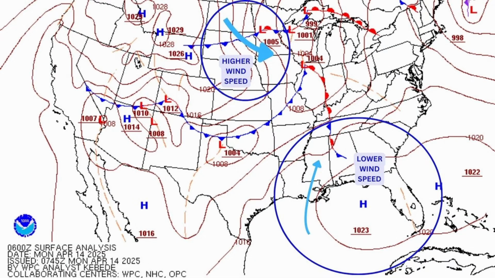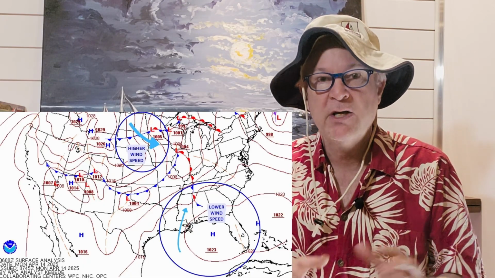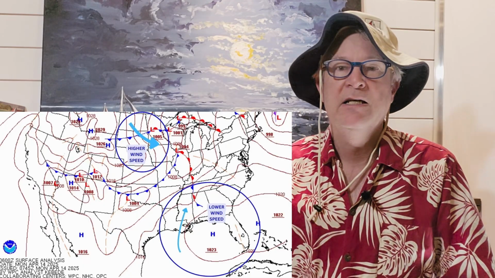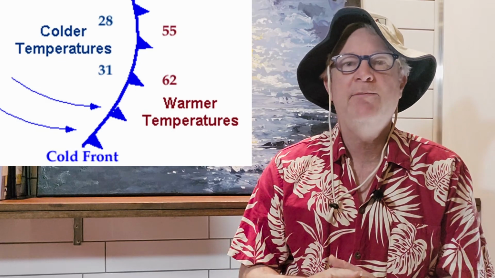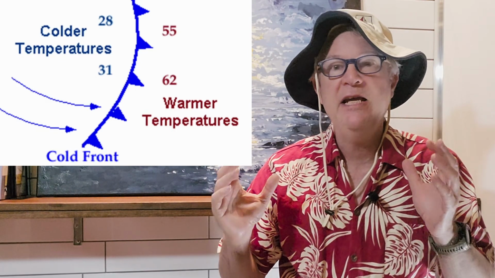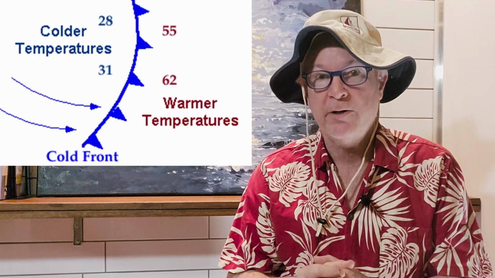Isobars closer together mean higher wind speeds, and this helps us understand what wind speeds we might encounter as these pressure systems move from west to east across the continent. When a weather forecaster talks about fronts, they are generally talking about two air masses that are being driven by air circulation colliding with one another.